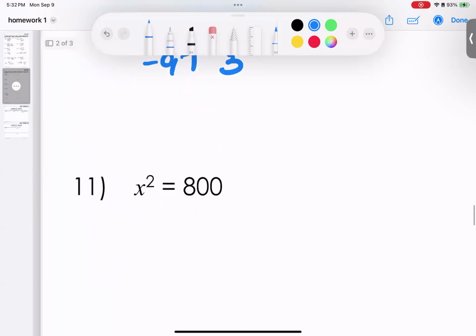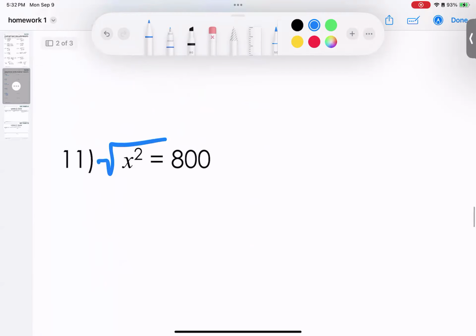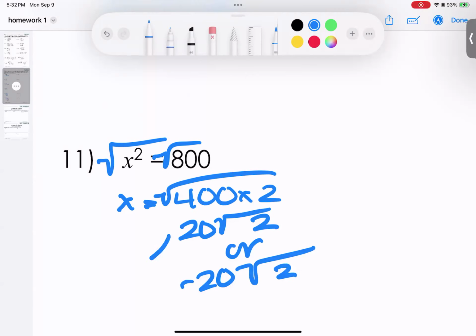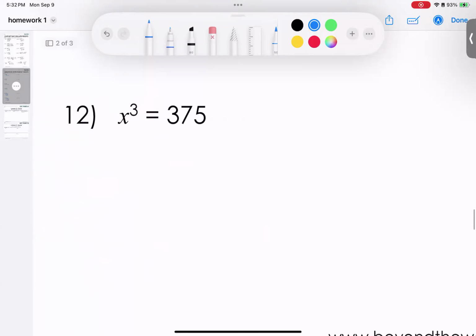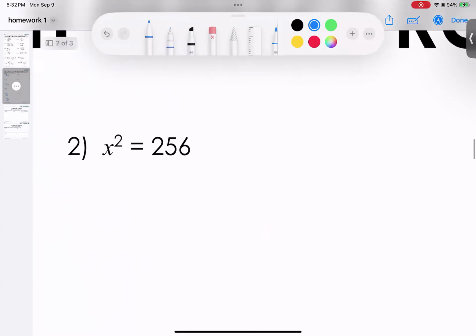Either will work. Over here, I can break this into 400 times 2. 400 can be broken down into 20 square root of 2, or negative 20 square root of 2. Both of these are equal to x. Let's go on this side, go up to the top. Here we go. All right.